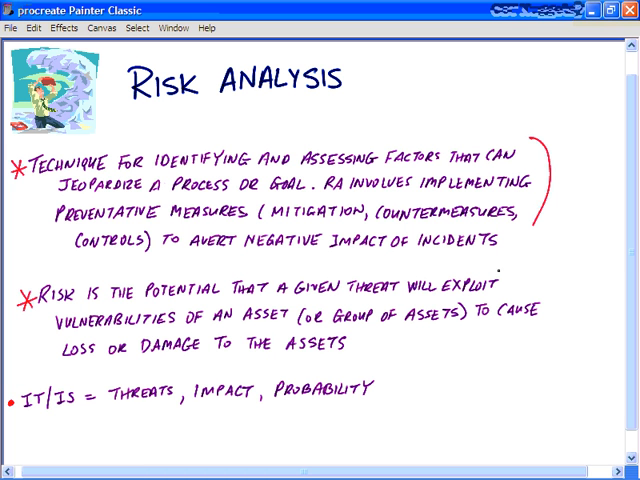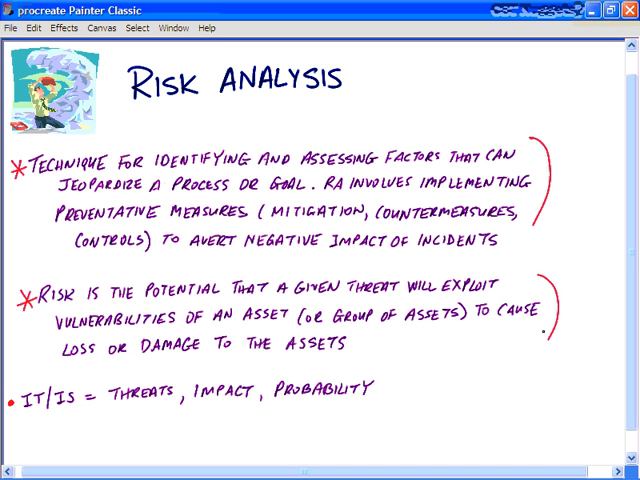Now let's define what risk is. Here's a classic definition from the ISO, the International Organization for Standardization. It is: risk is the potential that a given threat will exploit vulnerabilities of an asset or a group of assets to cause loss or damage to the assets. Now, from an IT or an information systems standpoint, we kind of break this down into threats and vulnerabilities of processes, IT and IS processes, and physical and information assets. Physical assets, that's obviously equipment, the physical location, the building, the contents of the building. Information assets really goes to intellectual property and data.